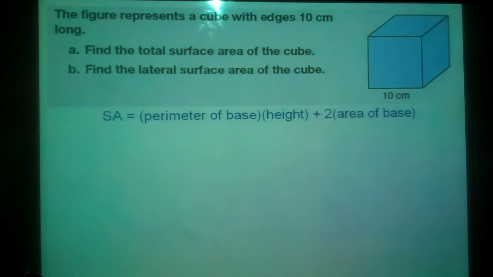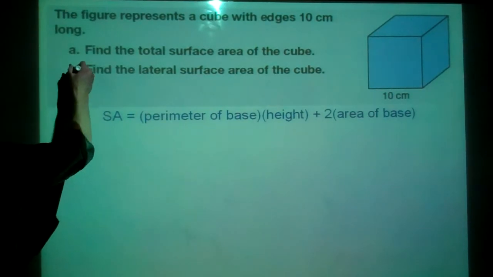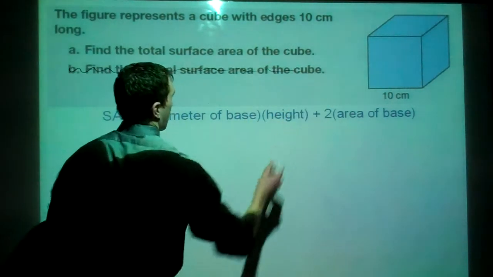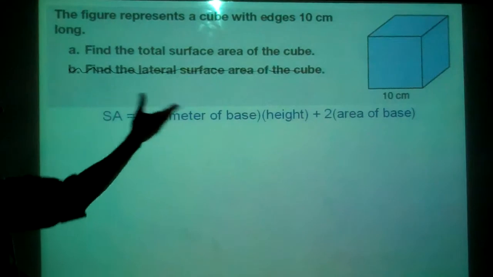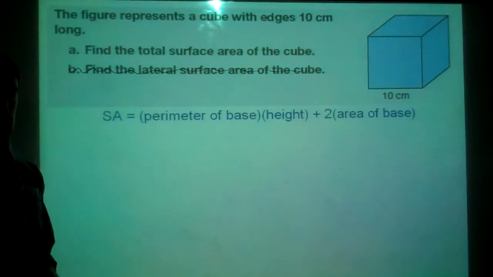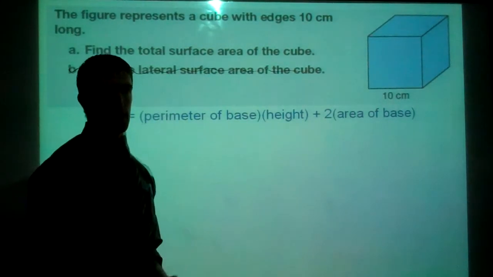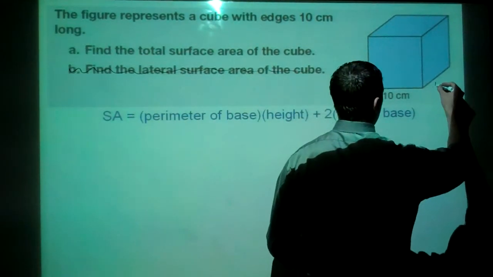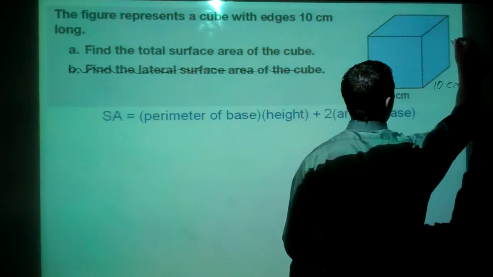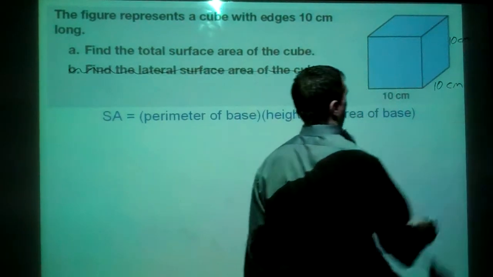So we're going to ignore B here. We'll talk about B next year. What we want to do is find the total surface area of this cube. And it has a 10 centimeter edge, which means all of the edges are 10 centimeters because it's a cube. All the edges are the same. And 10 right there. Okay?